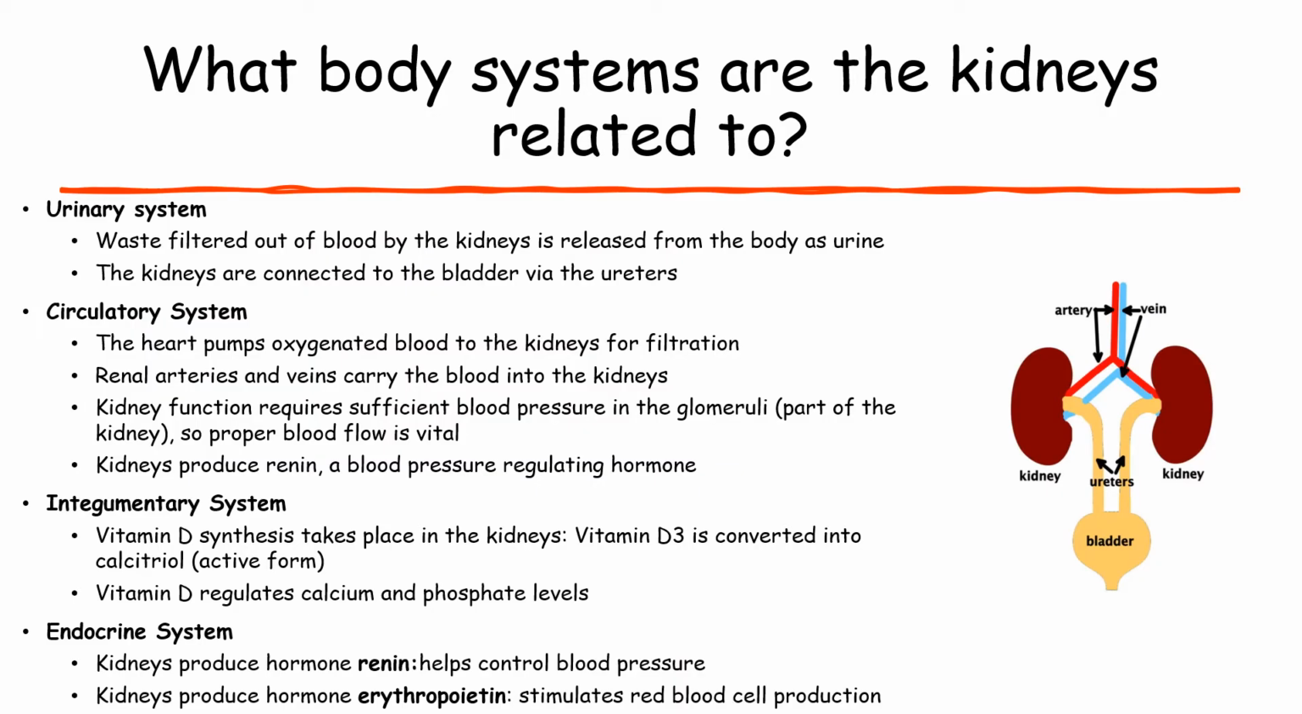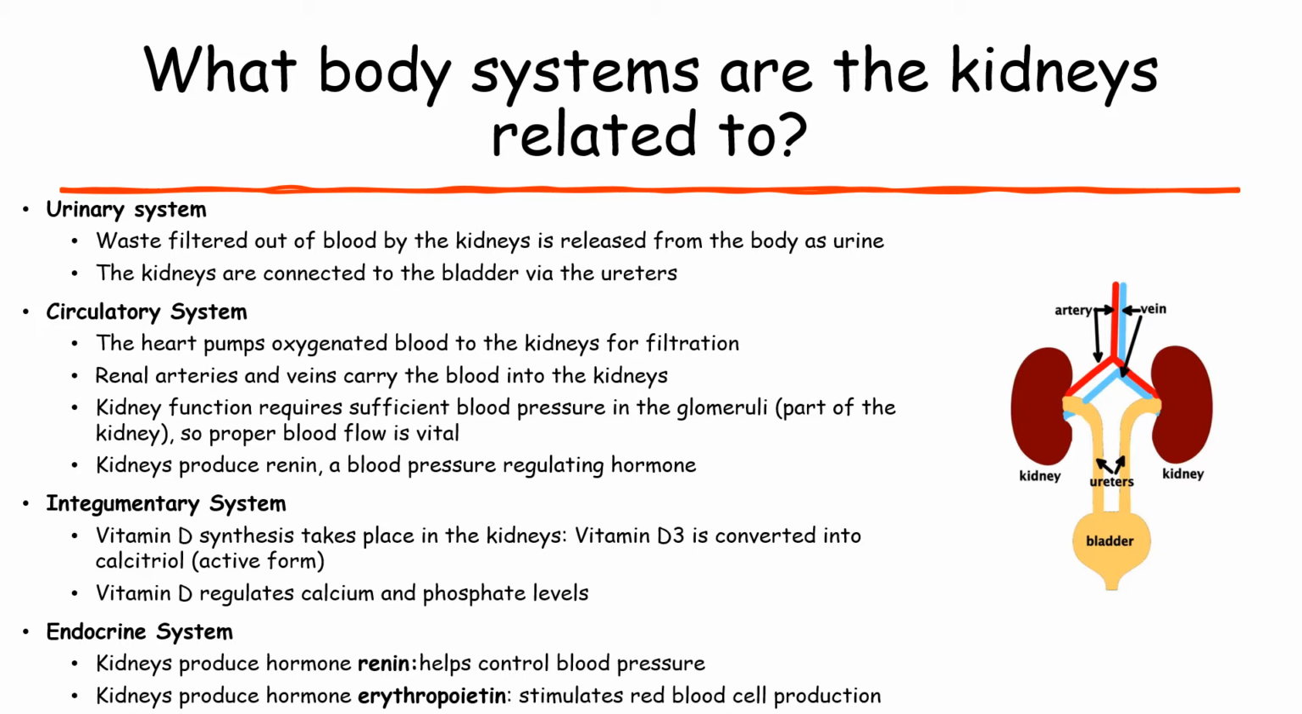And the kidneys are connected to a range of bodily systems. The urinary system is one. As we know, the waste that is filtered out of the blood by the kidneys is turned into urine, and that is how it is released from the body. And the kidneys are directly connected to the bladder via the ureters, and those are part of the urinary system.